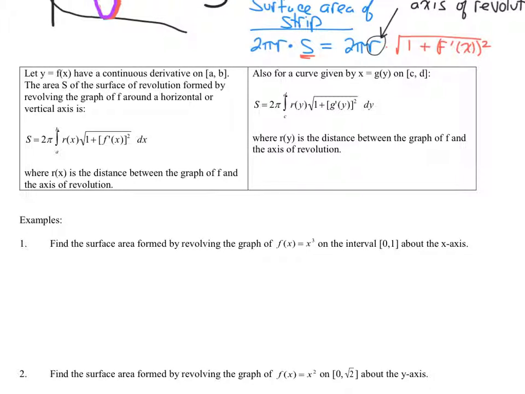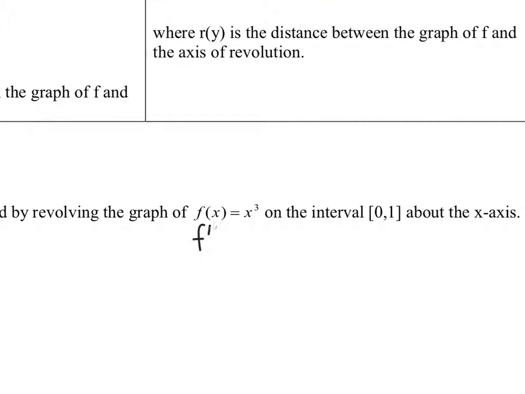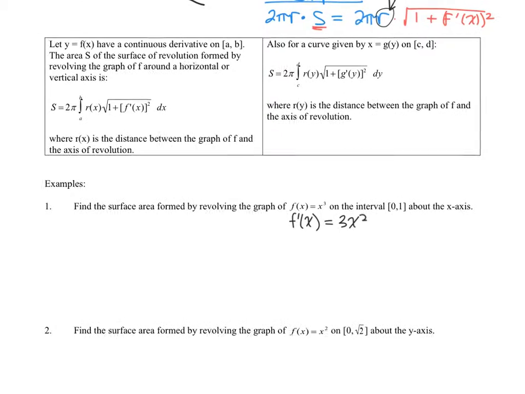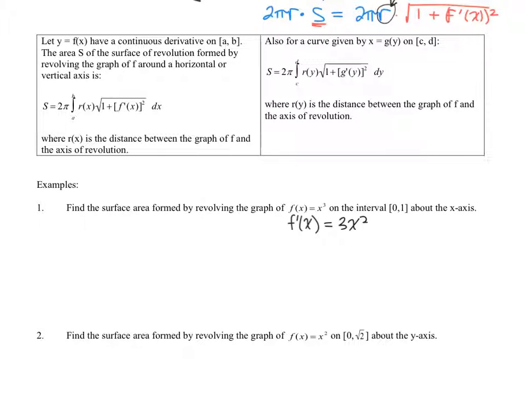All right, so f of x is equal to x cubed on the interval of 0 to 1. So I'm going to find f prime of x is equal to 3x squared. So that's part of my equation. I'm going to draw a little sketch of x cubed. We only care about it over the interval of 0 to 1. So it's going to look something like this. Here's 0, and here's 1. It's getting spun around the x-axis.